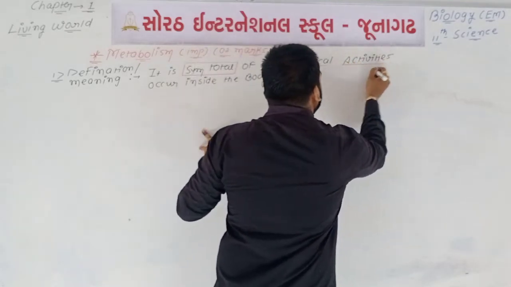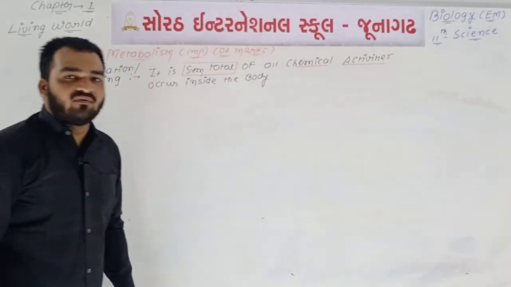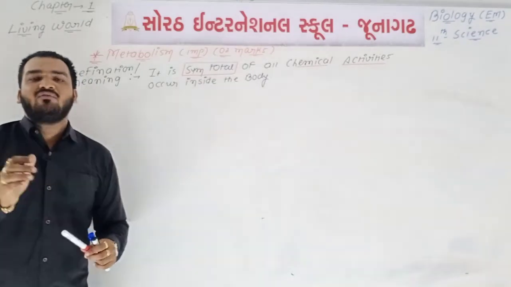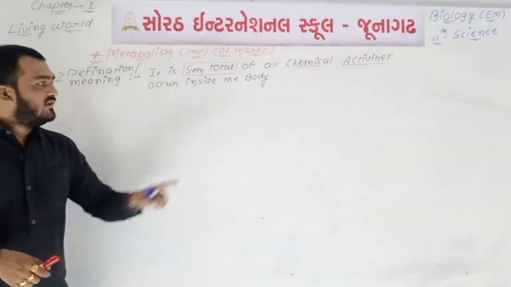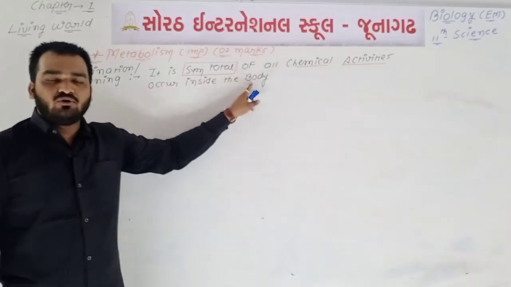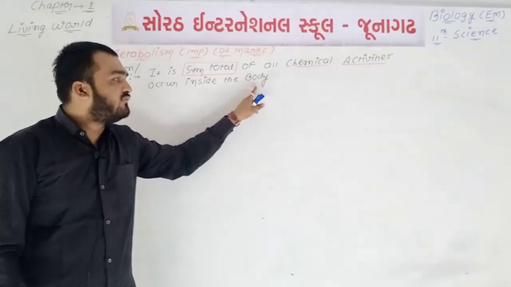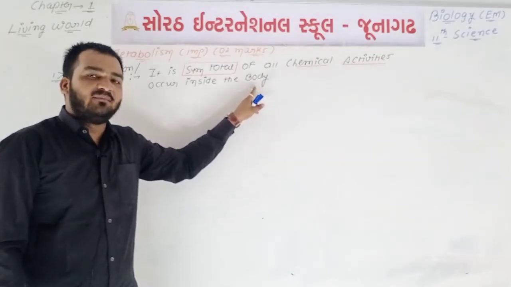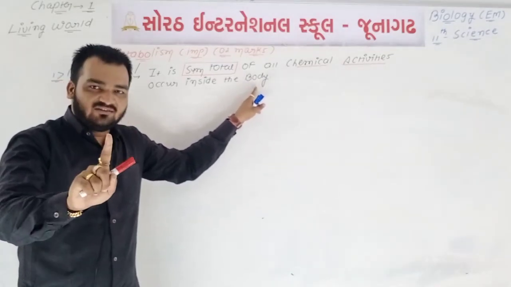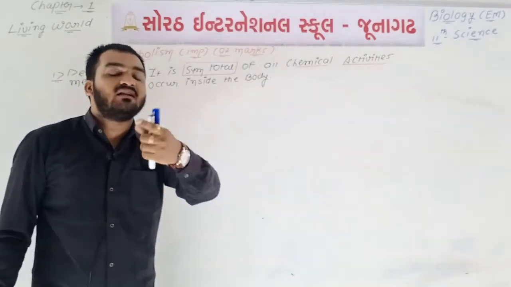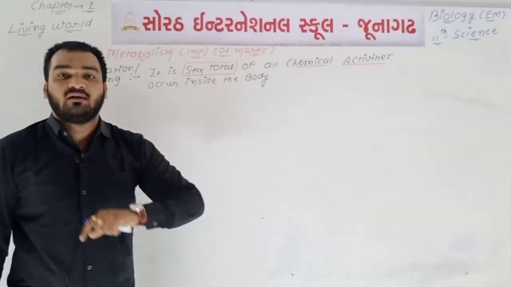That means chemical reactions and different types of chemical processes occurring inside the body of any living organism. If we talk about a unicellular organism, the body of a unicellular organism is made up of only one cell. Yes, inside this one cell chemical activities are performed, which is known as metabolism.